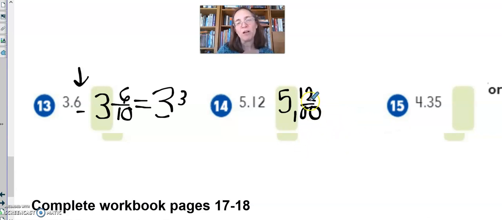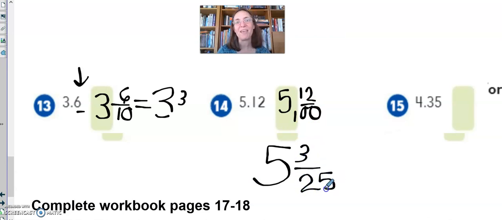But then looking at 12, I also know that 4 is a factor of 12, and on the problem up there, I knew that 4 times 25 equals 100. So I could divide 12/100 by 4/4. 12 divided by 4 equals 3. 100 divided by 4 equals 25. And so the fractional version of 5 and 12/100 is 5 and 3/25.